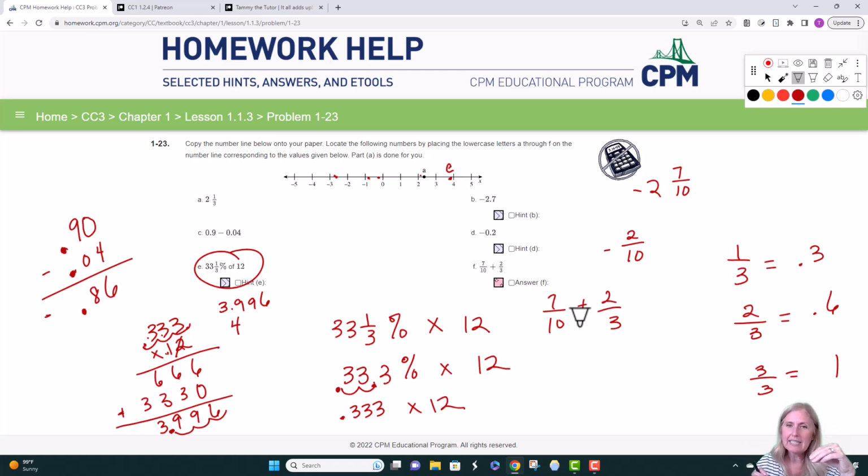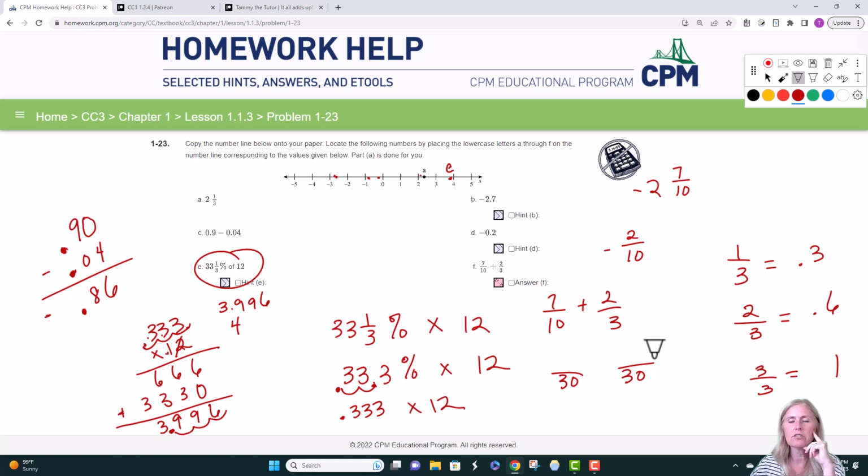That's called the least common multiple. So my new denominators are going to be 30. I'm going to change them to 30. So I'm sure most of you already understand this. You know what to do.